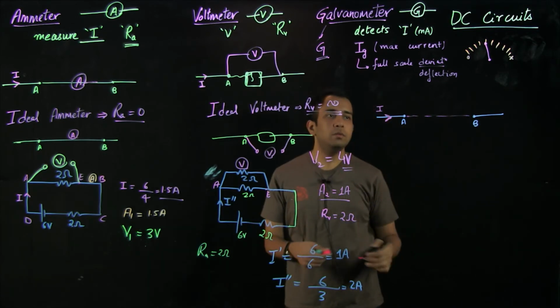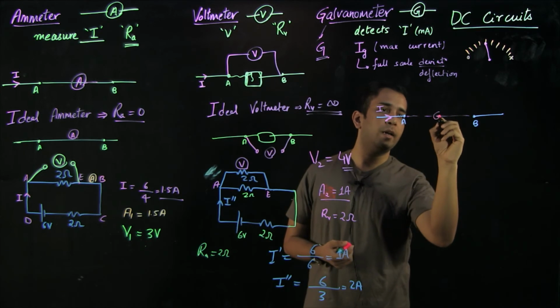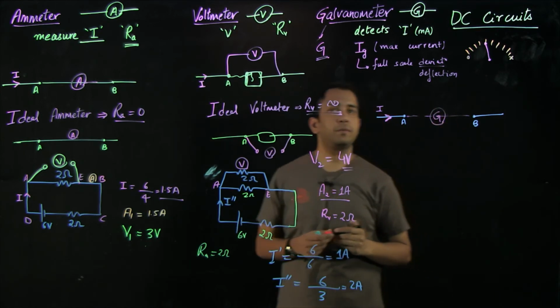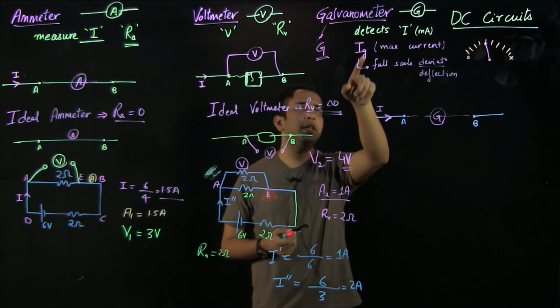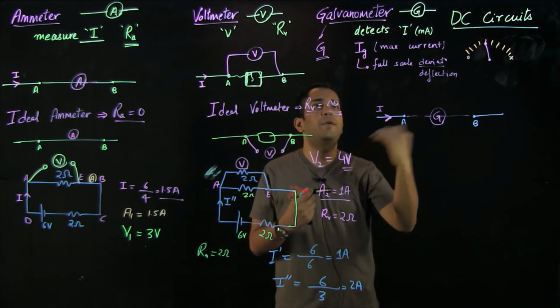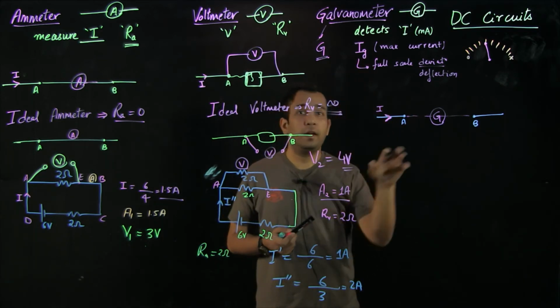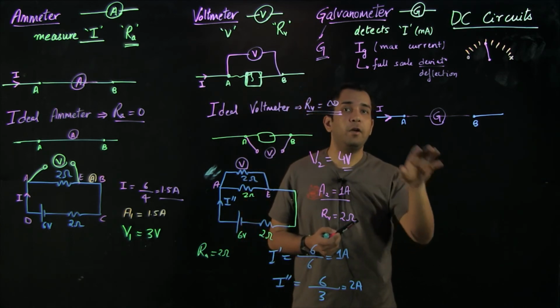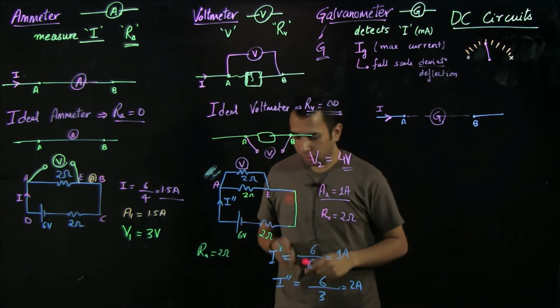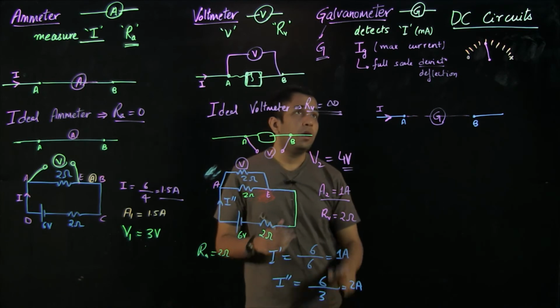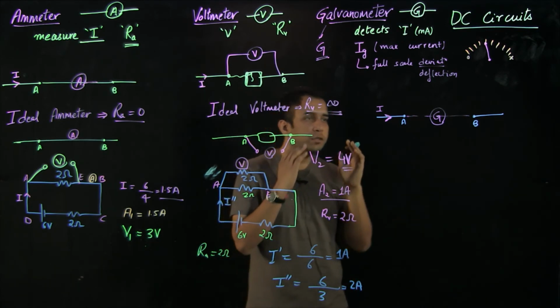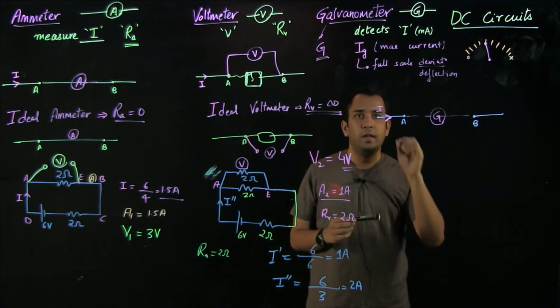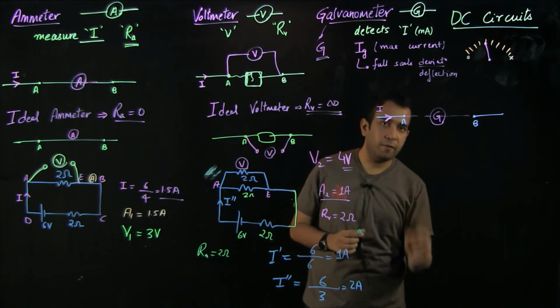What I can do straightforward is introduce a galvanometer. But what will happen if this I is much greater than, or just above, a certain threshold of this Ig? The galvanometer will break down and will not be able to function properly. So what can we do? As I told you earlier, the main property of the galvanometer which we need to take care of is that only Ig should pass through the galvanometer.